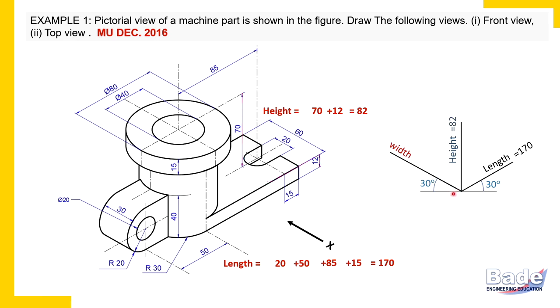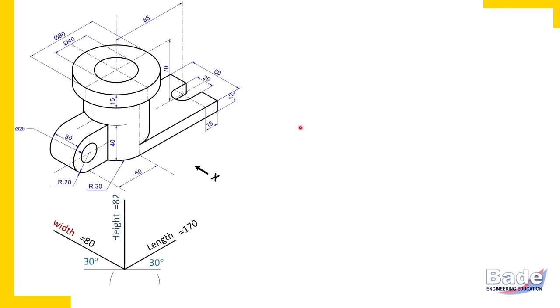And now overall width of the object, that is nothing but diameter of this highest portion of the object. And that diameter is 80 millimeters. That is the widest portion of the object. So total width is 80 millimeters. So this is how we have identified overall length, overall width and overall height of the object. Now let's proceed.